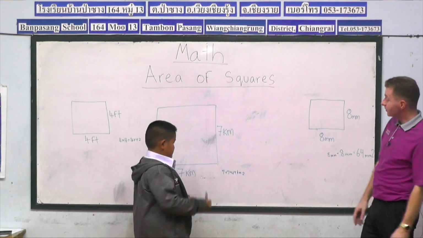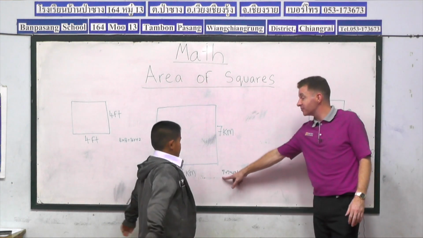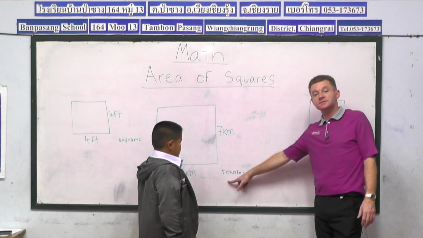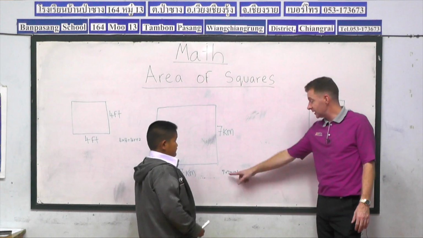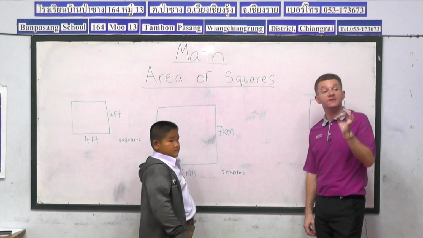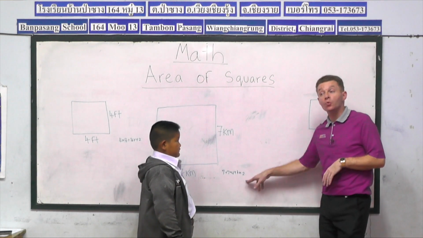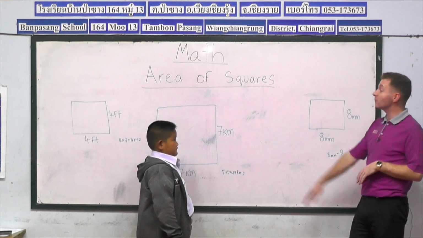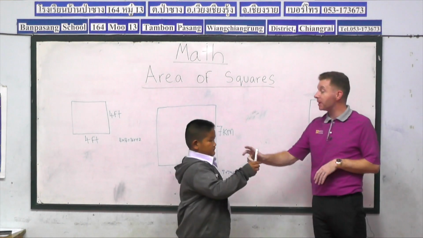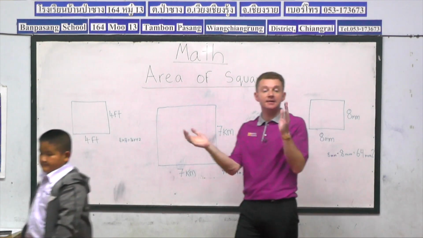Brilliant, Net. So we can say together 7 times 7 equals 49 kilometers squared. Net, that was brilliant. High five and a big round of applause for Net, please, guys.